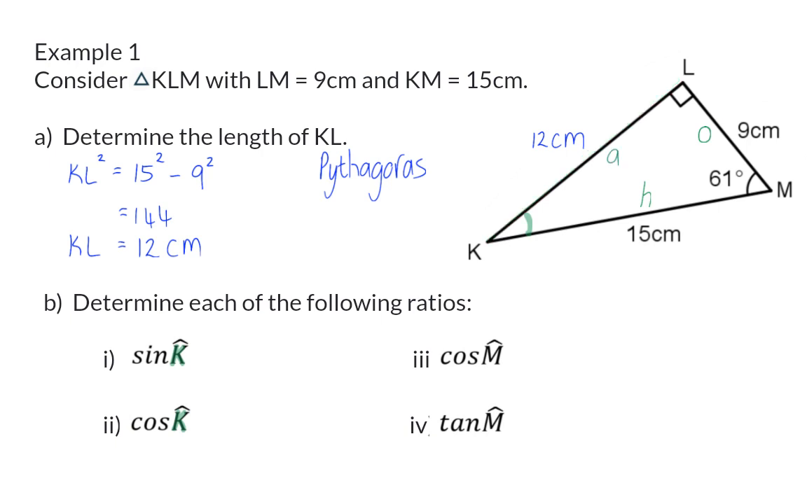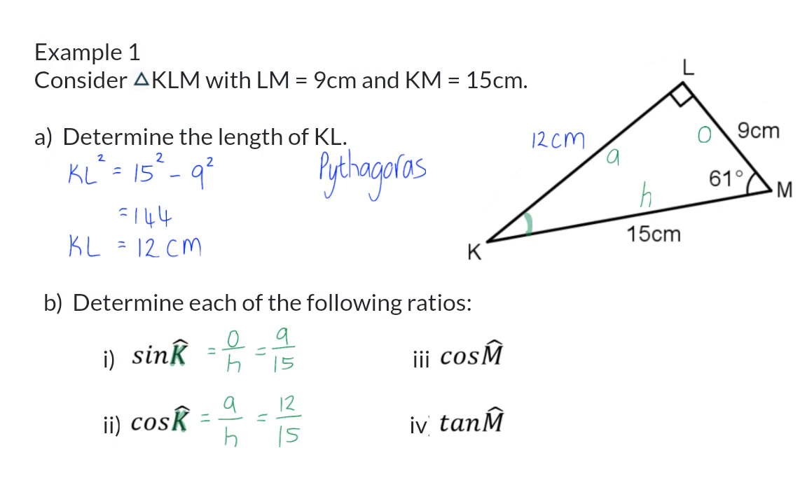Firstly, we are asked for the sin ratio from K's perspective, and that is the opposite side over the hypotenuse, which will be 9 over 15. The cos ratio is the adjacent side over the hypotenuse, so that will be 12 over 15.